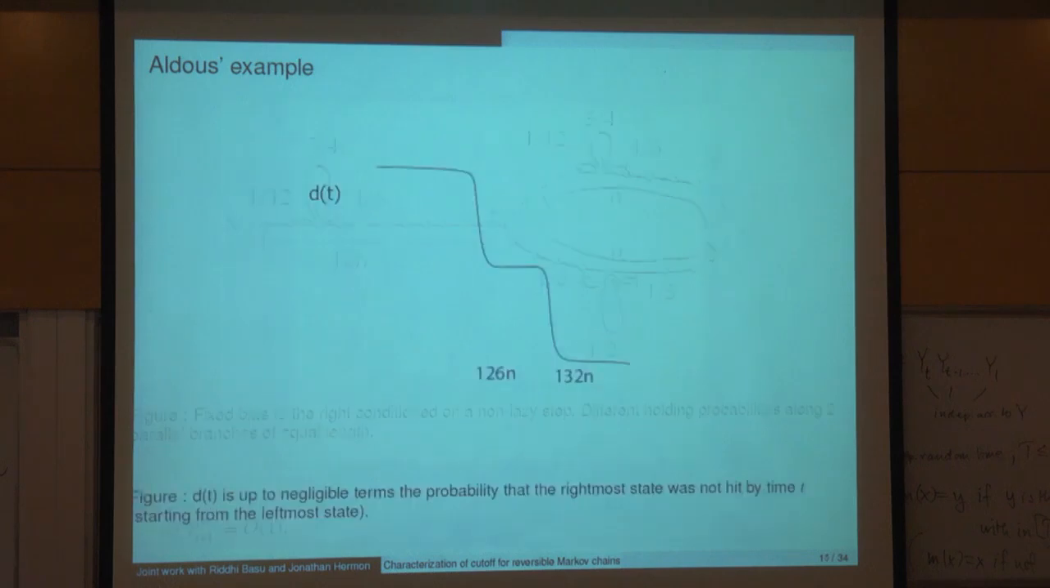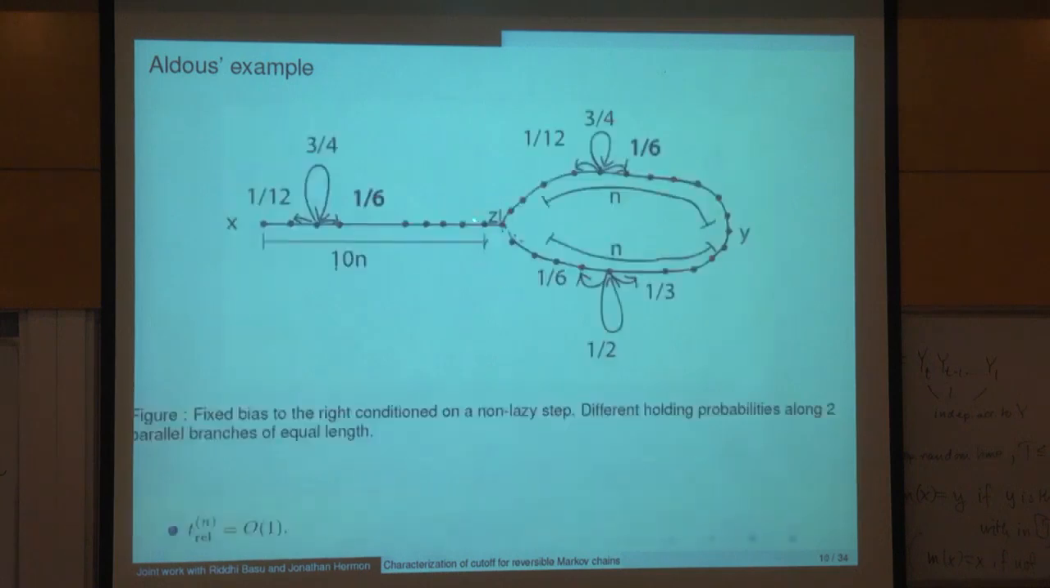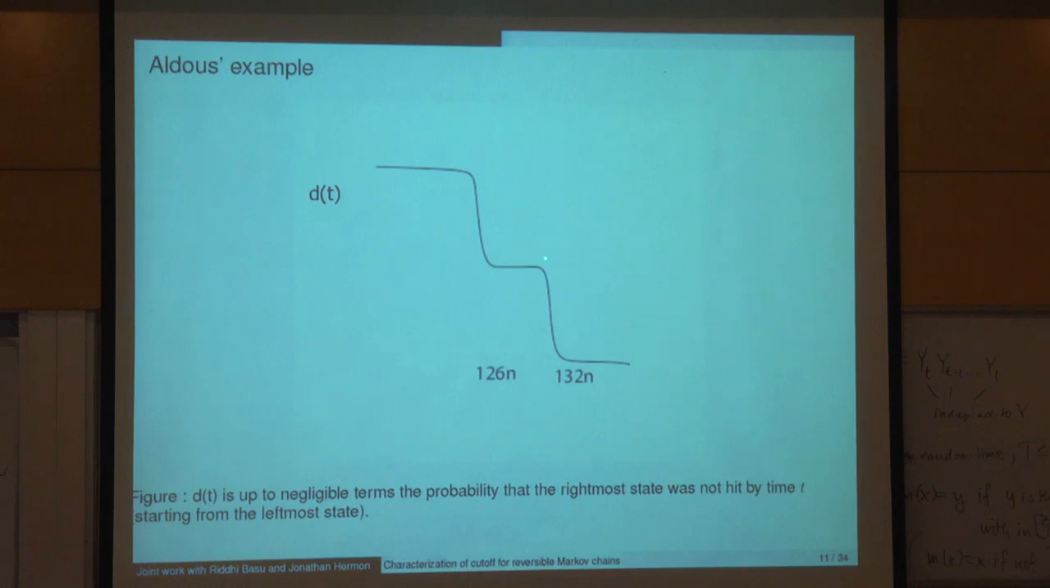From this, it's not hard to see that the profile of the distance to stationarity is near 1 until the first chance you have to reach the right, which is after time 126n. At that time, you have a drop in the distance to stationarity. This drop corresponds to moving on the fast highway on the bottom. But there's still a possibility that you're moving on the top, and until that part of the mass can reach y, you don't mix. So you have a second drop at time 132n. Of course, these parameters are somewhat arbitrary, but I hope you get the idea.